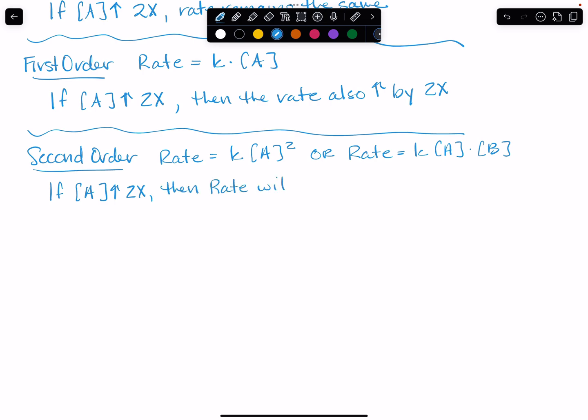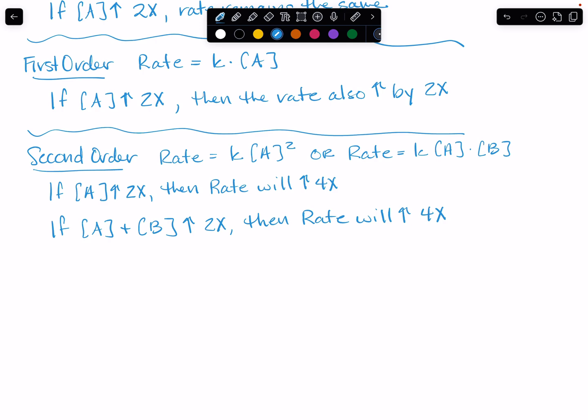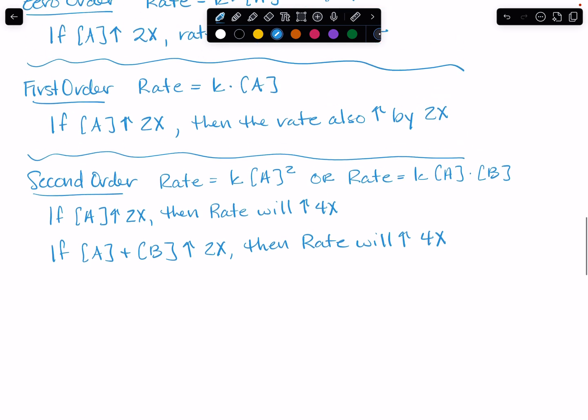then the rate will increase 4 times. If the concentration of A and the concentration of B are both increased by a factor of 2, then the rate will increase again by 4 times. That's really what's happening. That's what those rate orders are doing for us. They are impacting the rate when we change the concentration of our reactants.